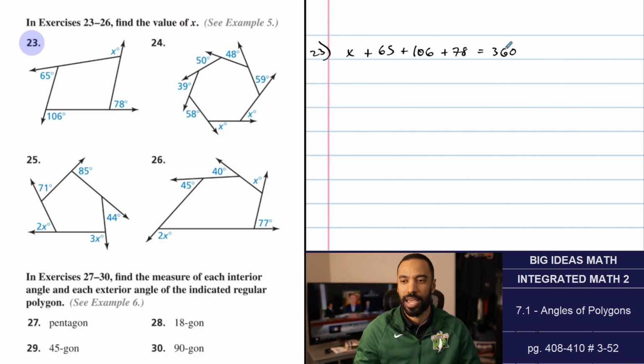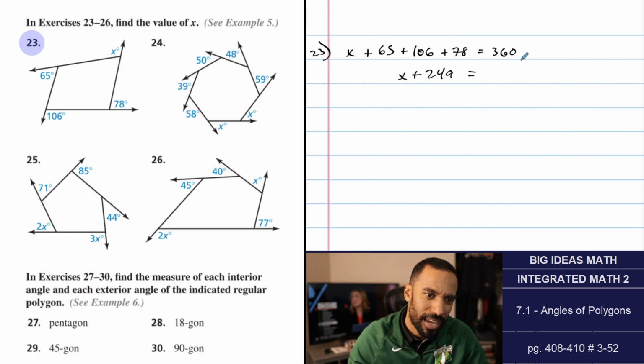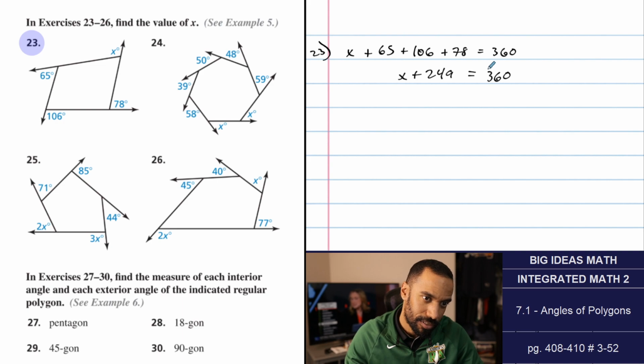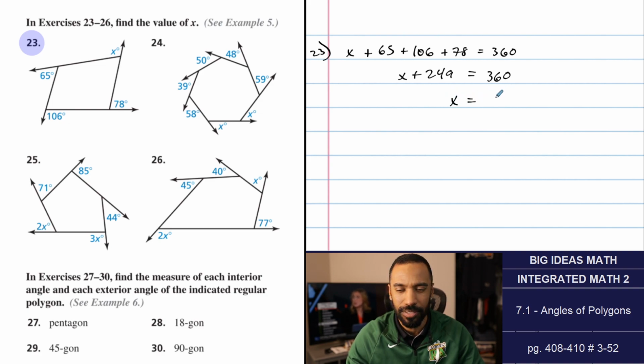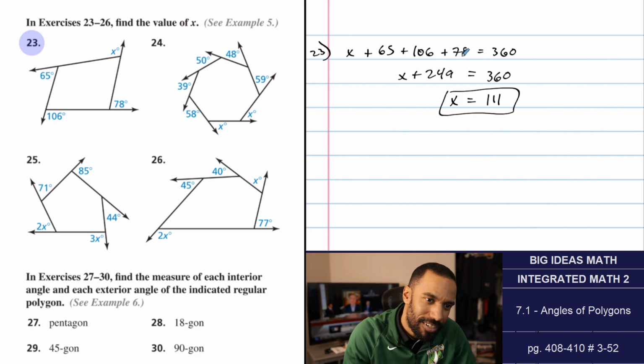There we go. They added to 360. 65 plus 106 is 171. Plus 78 is 249. So x plus 249 is 360. Let's predict a little more than 90. I'll say around 100. Oh, actually, I should look right from here. Oh, really? Like 110? I'm not good at looking at my numbers. 111. X equals 111? Did I math right? Is that 111?